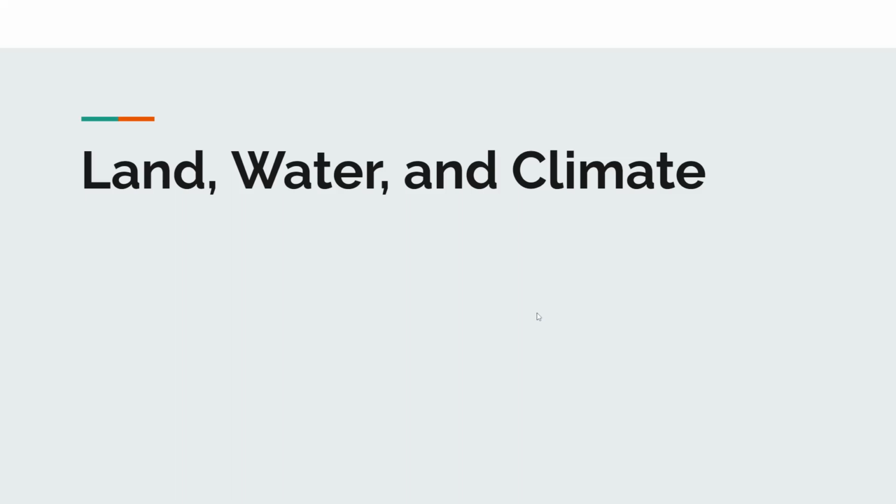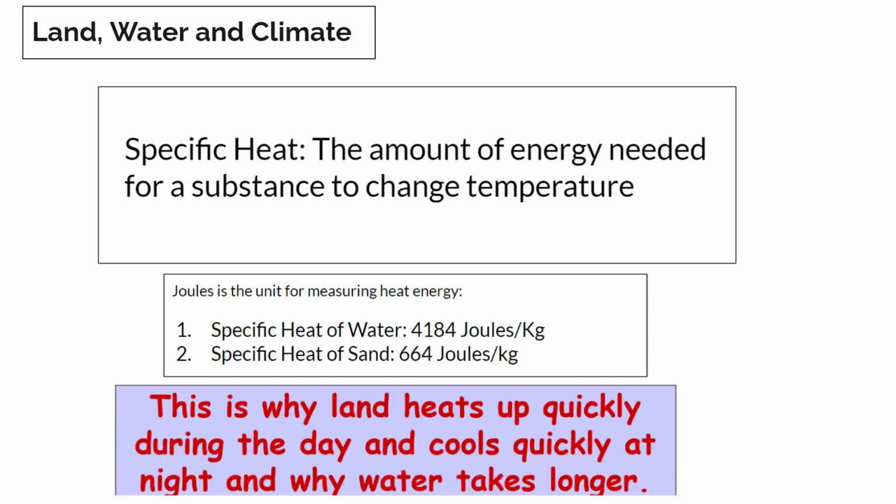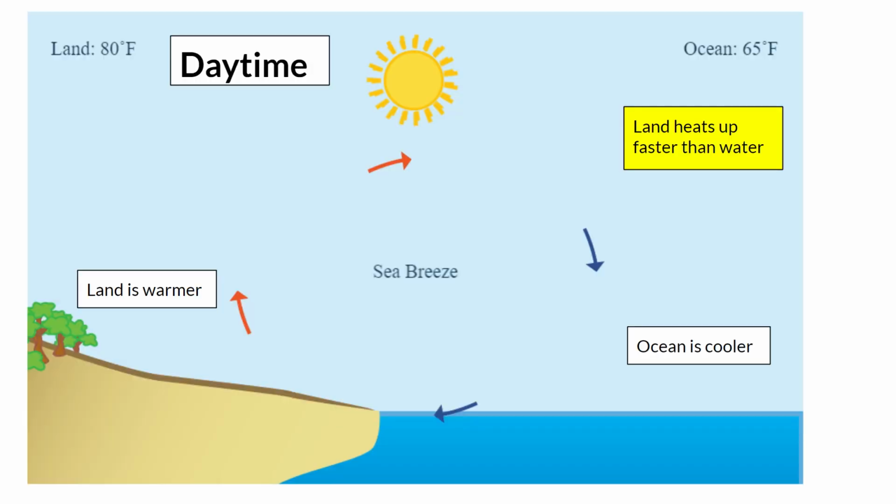Hey guys, in this video, we're going to talk about another factor of climate, which is the relationship between land and water. Remember that we talked about specific heat in the past, and specific heat is the amount of energy needed for a substance to change temperature. Water has a higher specific heat than sand, and that's why water needs more energy to change temperature. Water changes temperature much slower than sand or land in general. Land heats up much quicker and even cools down way quicker than water does.